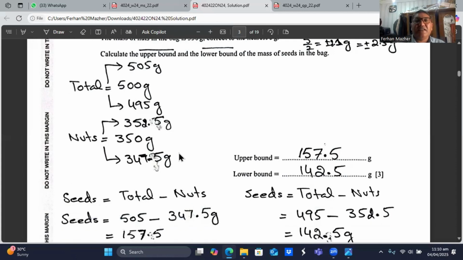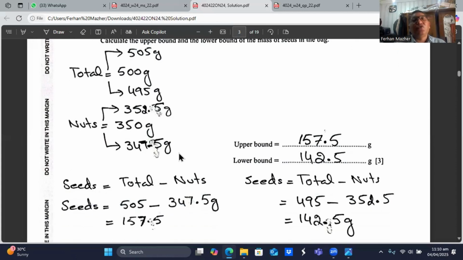Now the seeds will be total minus the nuts. So if you want the upper bound of the seeds, the upper bound of the total should be taken, and the lower bound of the nuts must be taken, because this is a subtraction. When you want the largest answer from a subtraction, the first number must be taken at its maximum, and the second number should be taken at its minimum value. So 505 minus 347.5 gram. So you get 157.5 gram. Now, this is the upper bound of the mass of the seeds.